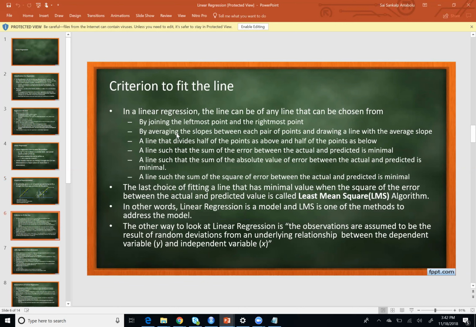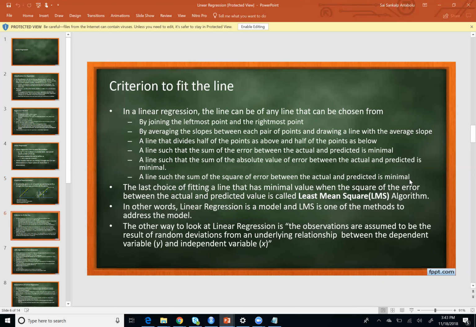So you can take different criteria to fit a line. The main thing we will do is take the line such that the sum of the errors between the actual and predicted value is minimal. So what is the best choice of fitting? A line such that the sum of the square of errors between the actual and predicted values is minimal. This is the one we will pick.